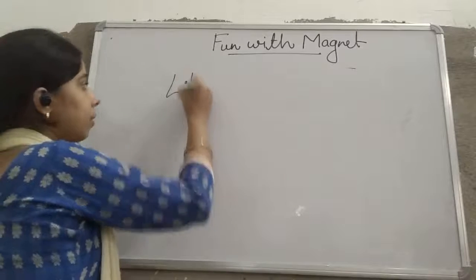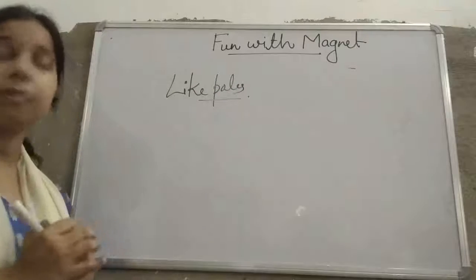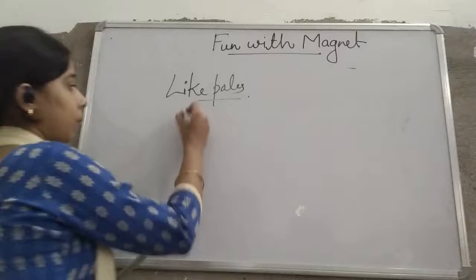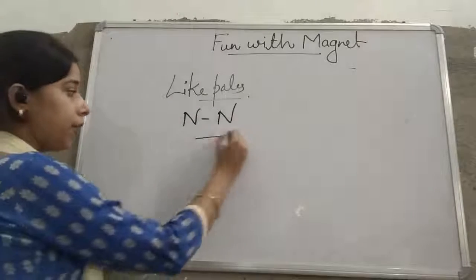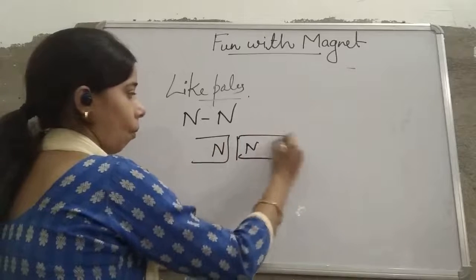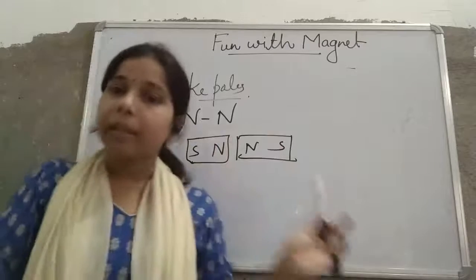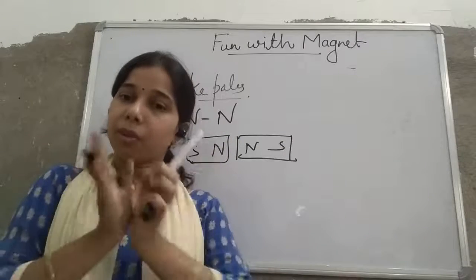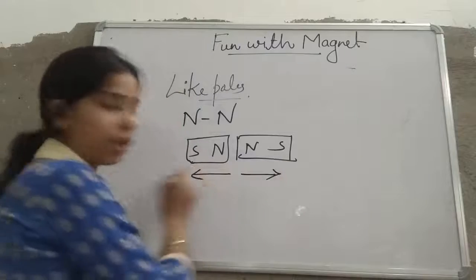Like poles are there, like north pole, north pole. So if a north pole is facing towards a north pole, then what will happen? It will start repelling each other. It will repel each other, due to which they start moving away from each other.